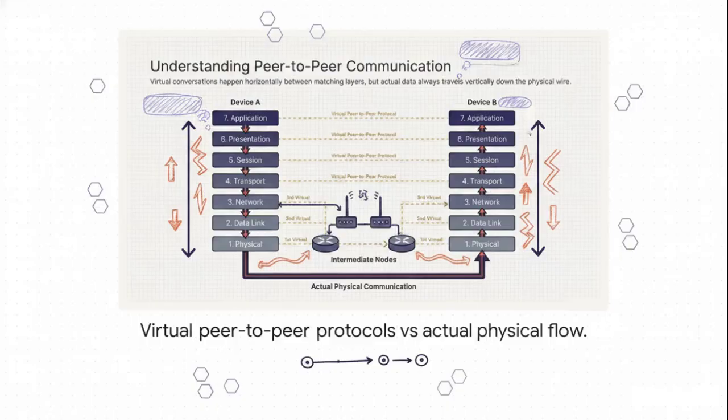Visually, it often seems like the application layer on device A is talking directly horizontally to the application layer on device B through virtual peer-to-peer protocols. They seem to have these nice horizontal conversations. But actually, scratch that. The hard truth is that real data always travels vertically. It goes straight down the stack of device A, shoots across the actual physical intermediate nodes, like routers on the wire, and then climbs straight back up the stack of device B to be completely reassembled.